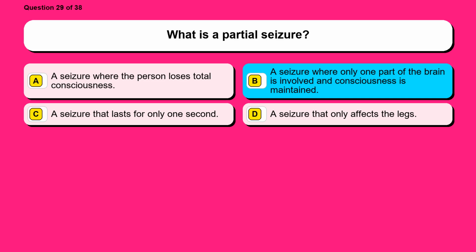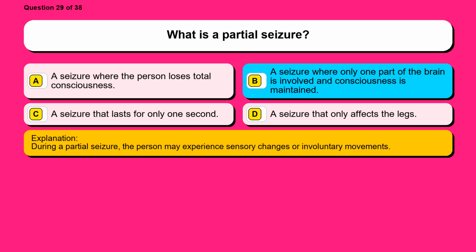The correct answer is option B. A seizure where only one part of the brain is involved and consciousness is maintained. During a partial seizure, the person may experience sensory changes or involuntary movements.